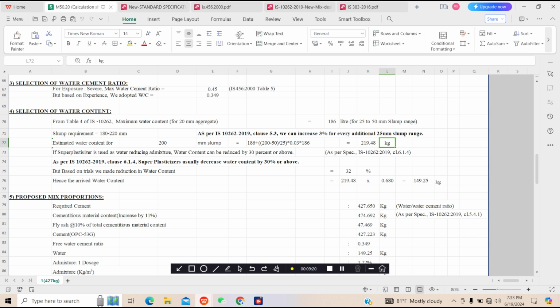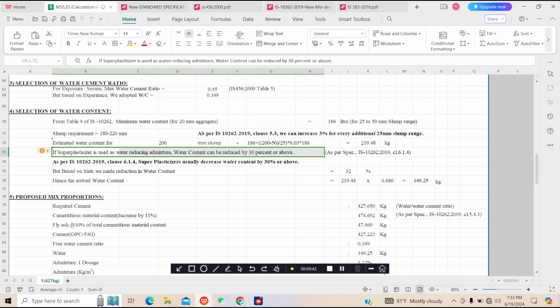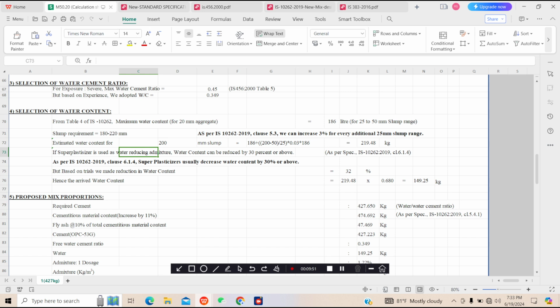This much is for the 200 slump, and for the high grade concrete, normally we have to use the admixture to control the slump. Since our batching plant is almost 30 to 40 minutes away from the site, if we don't use the super plasticizer, then the concrete will start setting. So we have used the admixture, which is the water reducing admixture. If we use the water reducing admixture, then water content can be reduced by 30% or above.